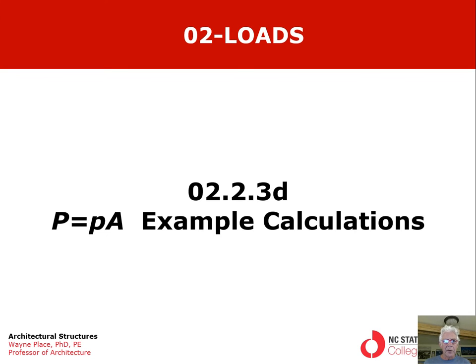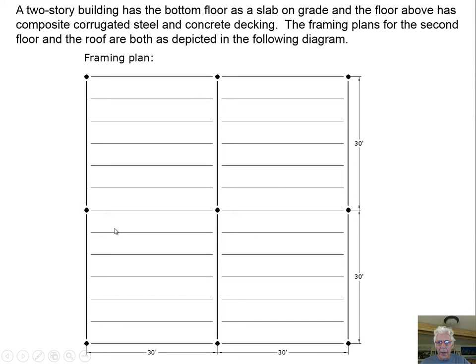So we're looking at a one-story building that has a floor slab on an elevated floor of composite corrugated steel and concrete decking. The frame for the floor and the roof is below, with columns spaced 30 feet in both directions. Each of the circles is a column, this is a boundary beam, this is a joist. All of these interior members are just joists, or sometimes called boundary beams.